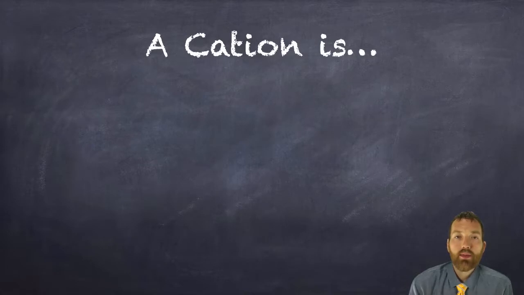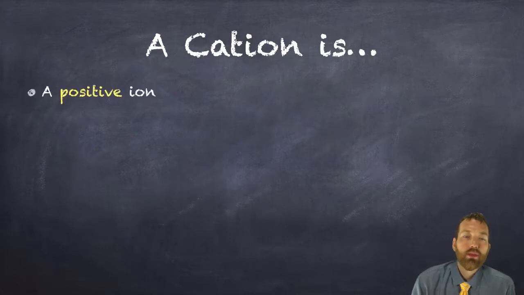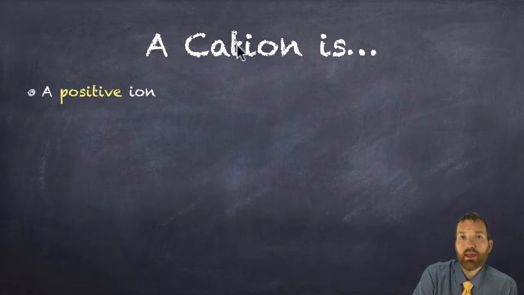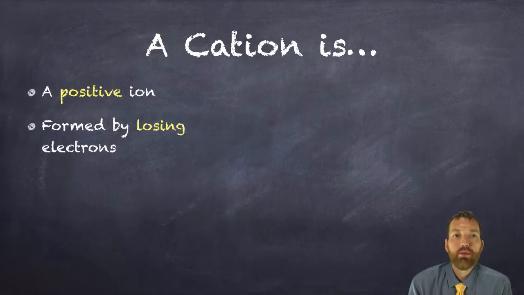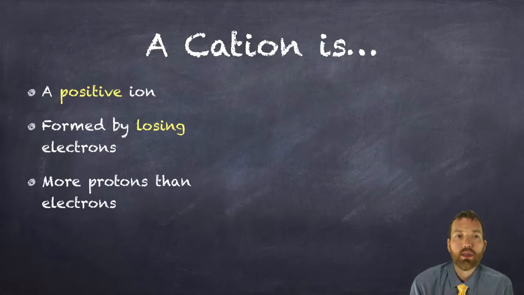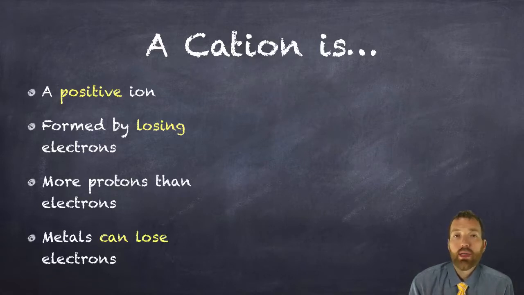A cation is a positive ion. So the way you're going to remember this is the T, not so much in this font, but the T in cation kind of looks like a plus sign. And they're formed by losing electrons. If you lose a negative electron, the positive protons now outnumber the negative electrons, and you have a net positive charge. And metals are the only elements that form cations. They lose electrons because they have that weak electronegativity and they give their electrons away.